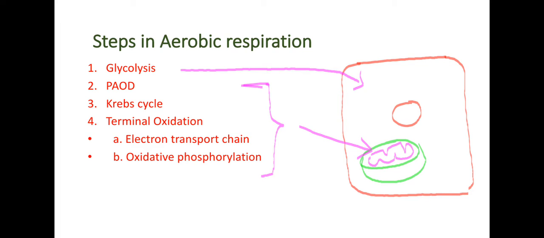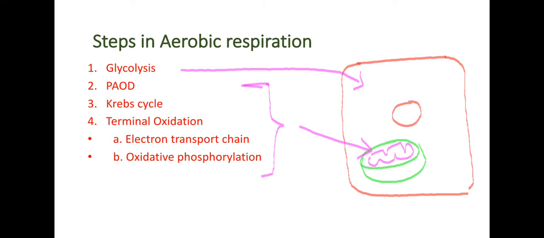Second is pyruvic acid oxidative decarboxylation. Third is Krebs cycle. Fourth one is terminal oxidation. It includes again two steps: electron transport chain and oxidative phosphorylation. In aerobic respiration, terminal oxidation occurs at the end of the catabolic process. It involves the passage of both electrons and protons of reduced coenzymes to oxygen. In this process, water is produced.